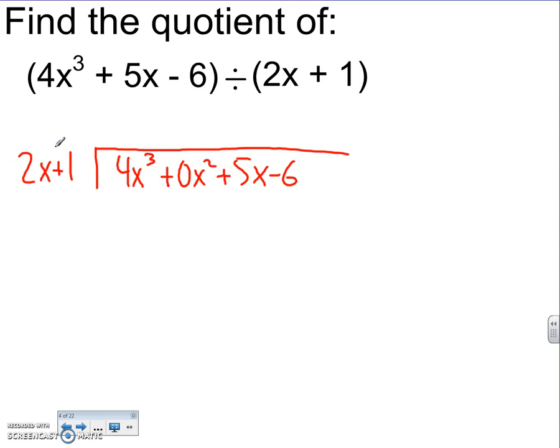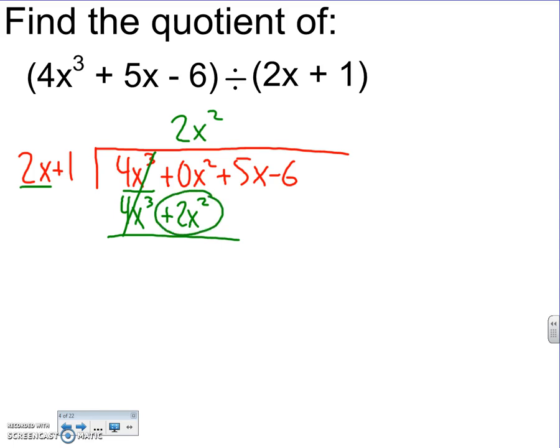And all you do is divide the first term by the first term. I'm trying to figure out what is 4x cubed divided by 2x. Well, that is 2x squared. So I'm going to multiply the top by the side. 2x times 2x squared is 4x cubed, and they should be matching. And then 2x squared times 1 is positive 2x squared. Remember, when you're going down, you're subtracting, you're doing the opposite. If they match, they cancel out. So 4x cubed minus 4x cubed is 0. And this right here should be a negative 2x squared. So 0x squared minus 2x squared is negative 2x squared.